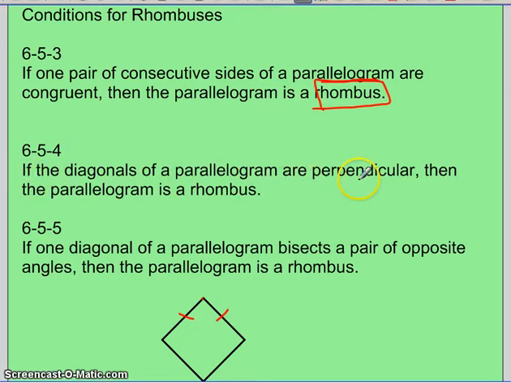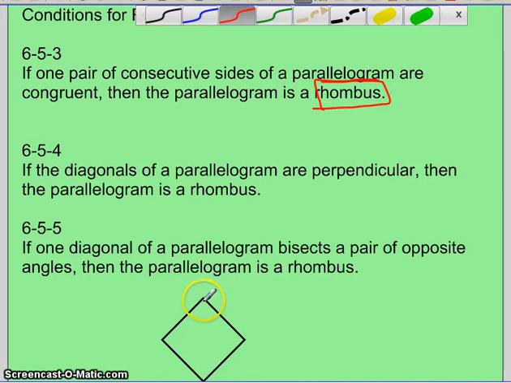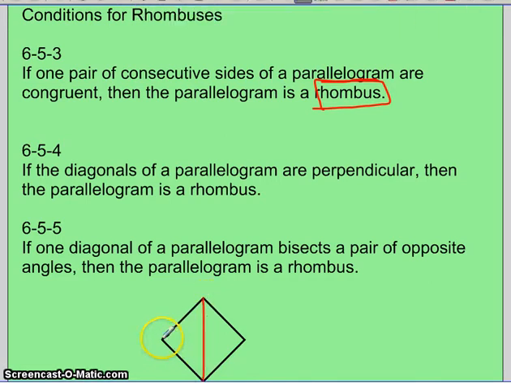Alright, if the diagonals of a parallelogram are perpendicular, then it is a rhombus. So again, we must have that it is a parallelogram first. If it's not a parallelogram, we cannot use this theorem. So if we draw in the diagonals, they happen to intersect at 90 degrees. If we know that this is a parallelogram, then that would have to be a rhombus.